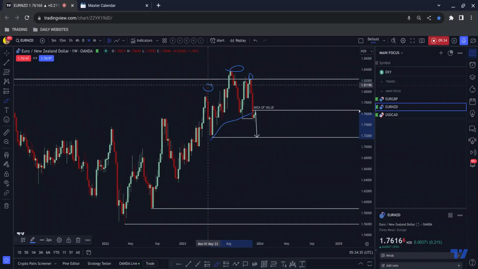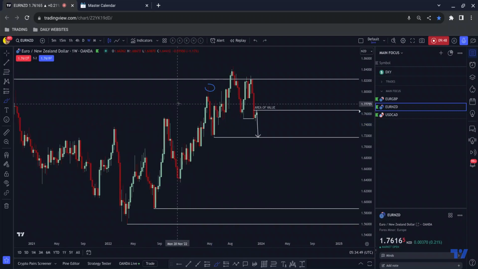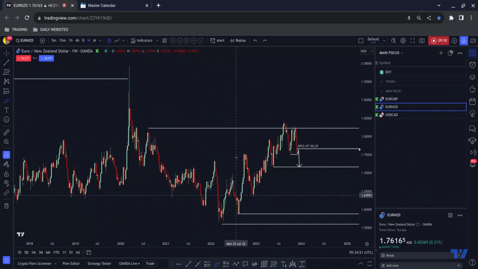We have the neckline of this head and shoulders pattern, if you want to call it that, and if you look where I've got my area of value marked on, we're retesting the neckline of this left shoulder, head, right shoulder. So that is a tick in the box. Of course, we could take out this low here because we near missed there.